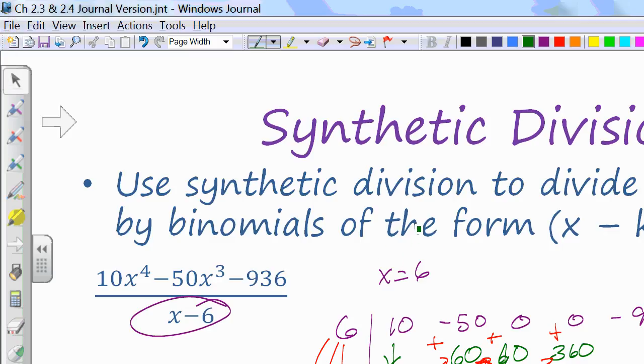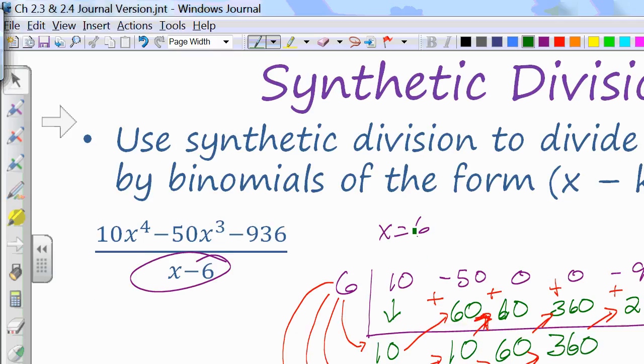Now I have 6 times 360. 3 times 360 gives me 1080, so 6 times 360 is 2160. Now we add those, and we get 1224.